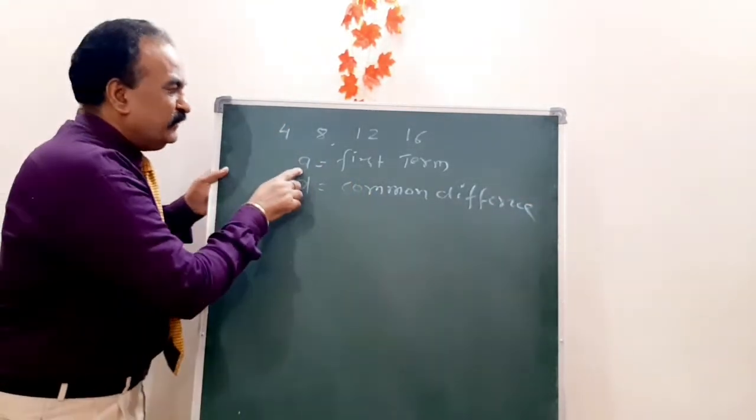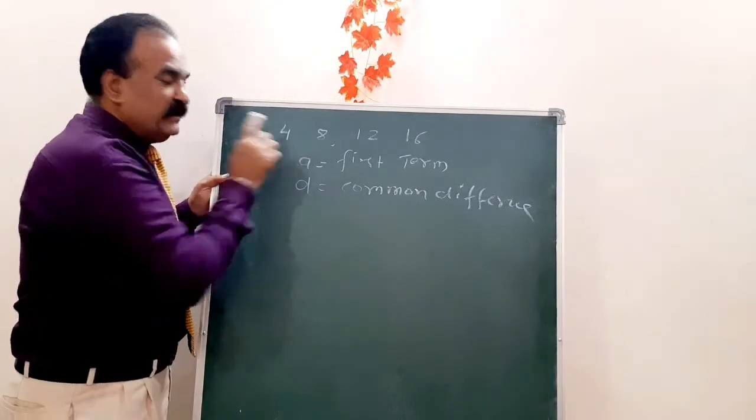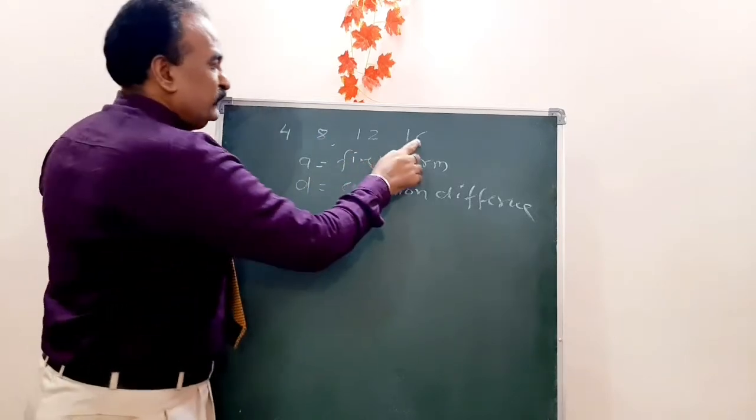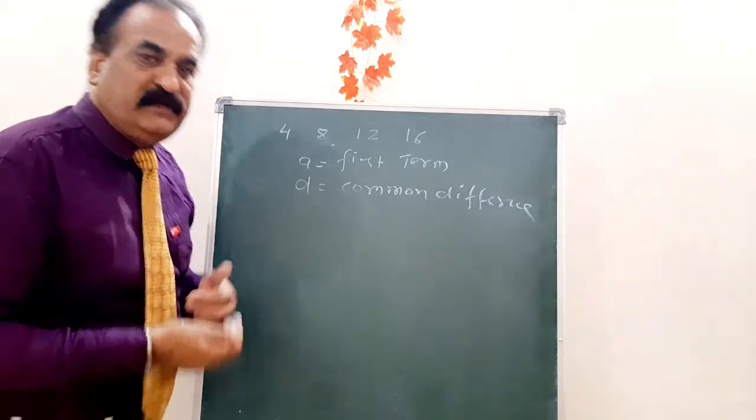What is your first term? This is 4. What is your common difference? 8 minus 4 is 4, 12 minus 8 is 4, 16 minus 12 is 4. That is why it is called arithmetic progression.